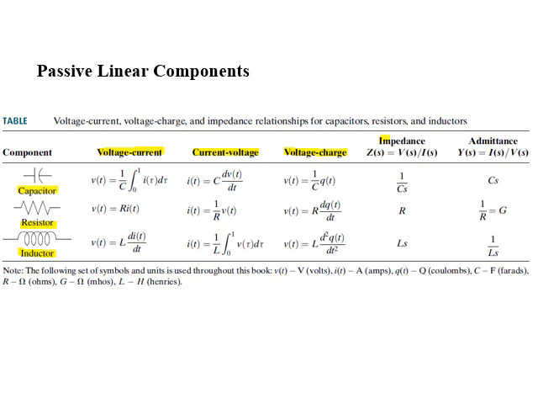The fourth column gives us the impedance relation for capacitor, resistor, and inductor in Laplace domain. And the last column gives us admittance, which is the opposite of impedance, for capacitor, resistor, and inductor in Laplace domain.